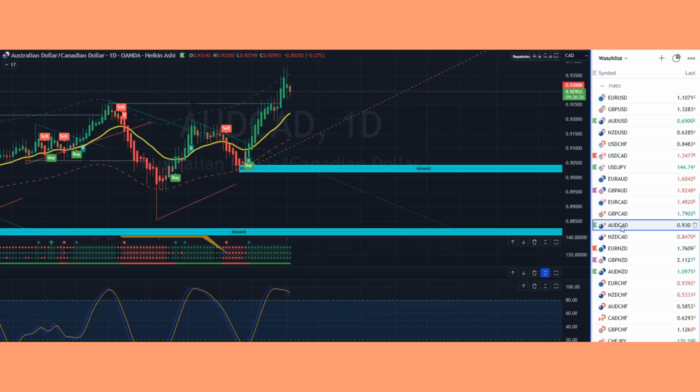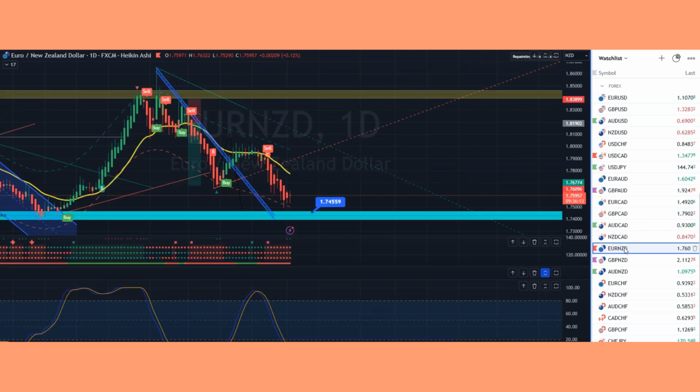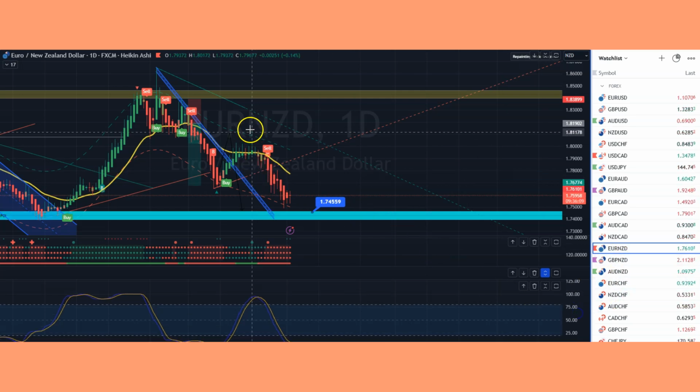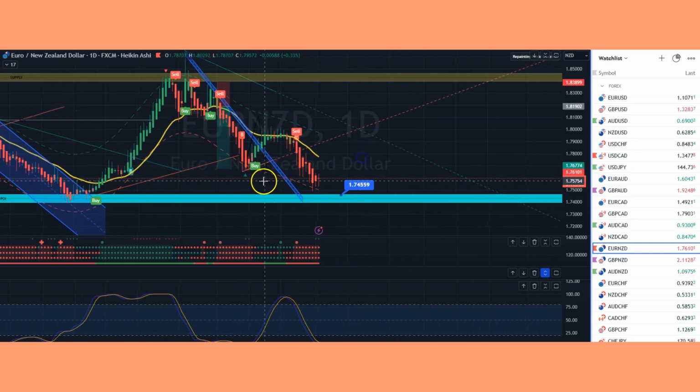Aussie Canadian, have a look at this. Yeah, so straight away you can see the buy signal. Where would you have bought this? Yeah, right there. 91.14, now 93. Euro New Zealand. Nice sell signal. I did speak about this in the week, if you remember, to the VIP members, but the risk to reward just wasn't there. 174.55. It's going to be hit in the next few hours.